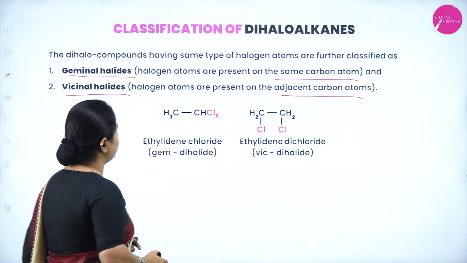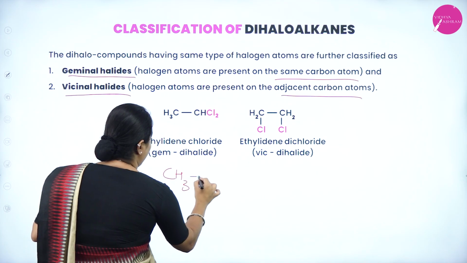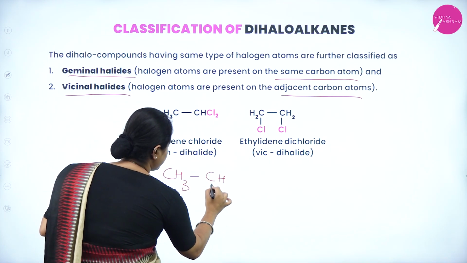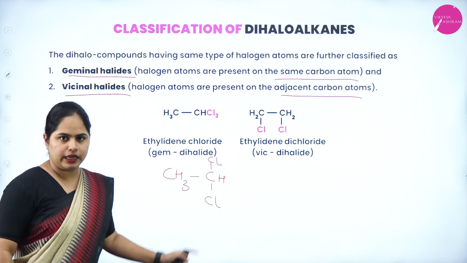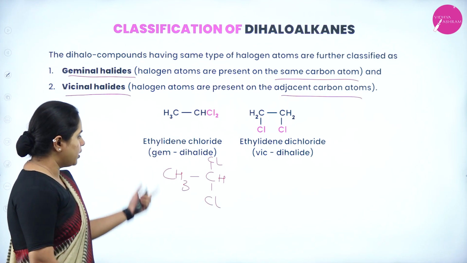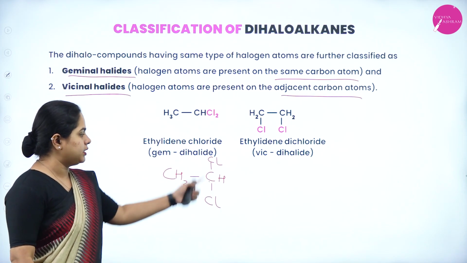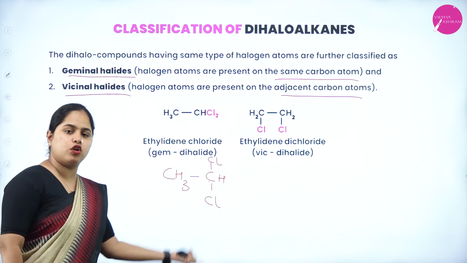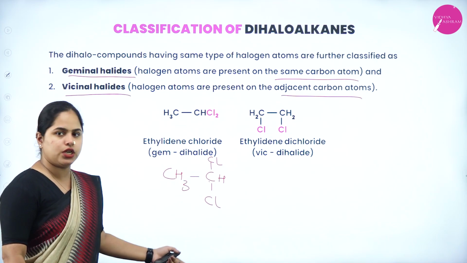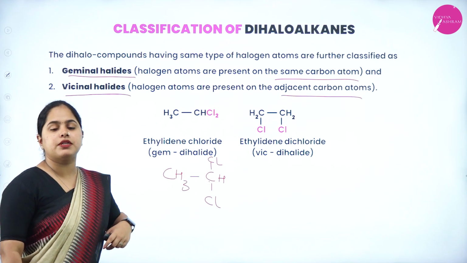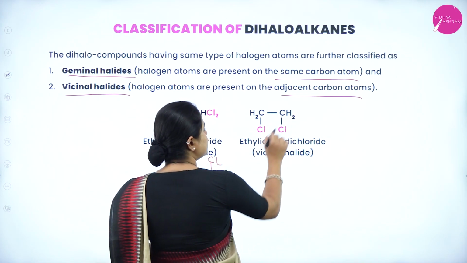So from the example itself, let's take CH3CHCl2. So CH3 and you have CH to which the Cl2 is attached. I've just drawn the structure like this. So here it is a geminal halide. Why is it a geminal halide? To the same carbon atom, both the chlorine atoms are attached. So this is a dihaloalkane. Of course, 2 halogen atoms are there and both the halogens are present on the same carbon atom. Right. Now moving on to the next one, you can see CH2Cl, CH2Cl.